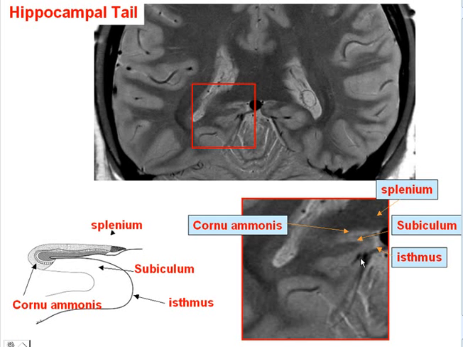This is the most posterior portion of the hippocampal tail. You can see the subiculum and corona ammonis just below the splenium of the corpus callosum, and this MRI nicely represents the subiculum and corona ammonis just below the splenium of the corpus callosum.